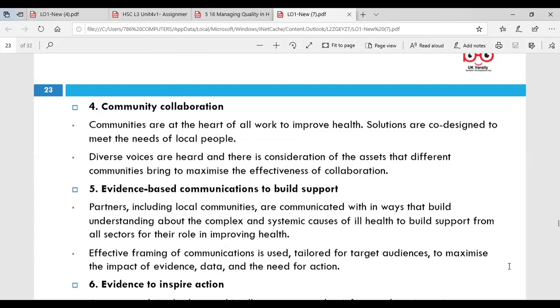To different solutions. Obviously, there are different problems that arise, and their solutions could only be addressed when you're working in collaboration. Then there comes evidence-based communications. This is to build support among different stakeholders. So you have different partners involved and they communicate in different ways. This builds an understanding about complex and systemic causes of ill health. And this is to build support from all the sectors. And their ultimate goal should be to improve the quality of healthcare.